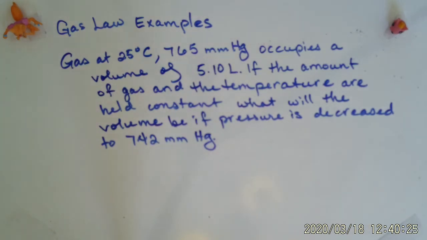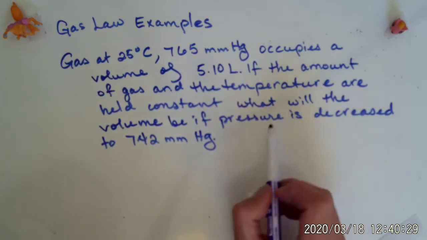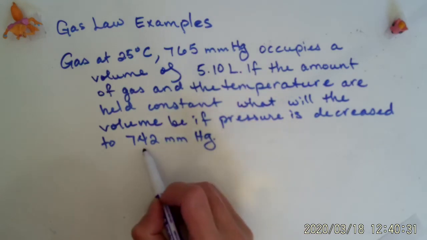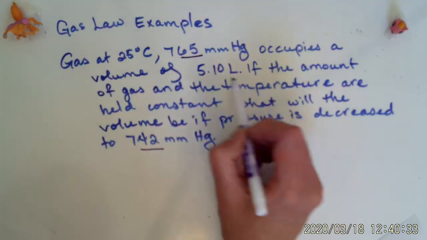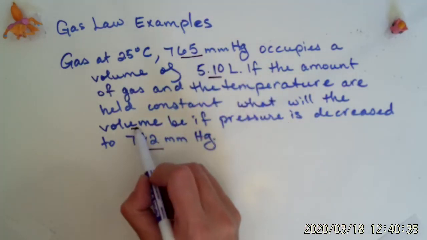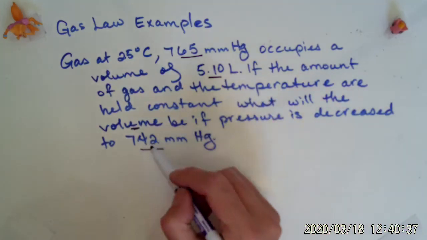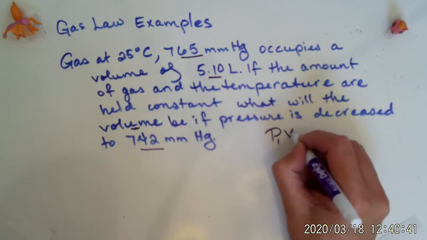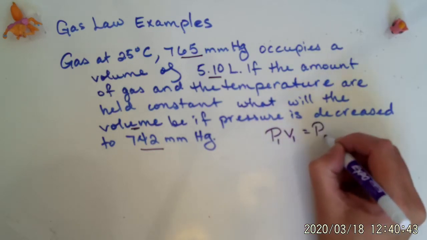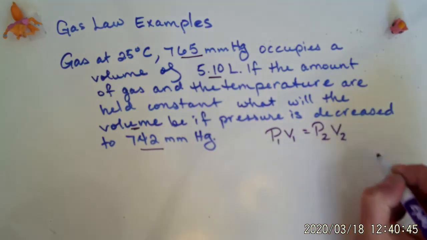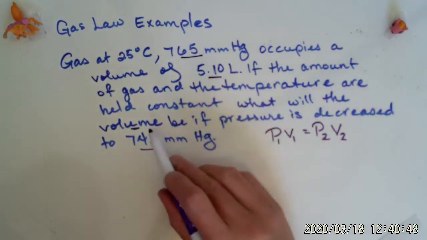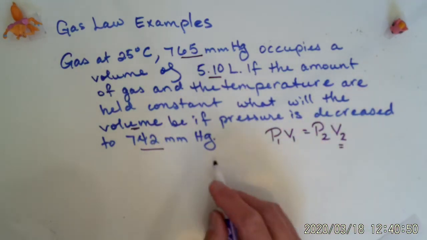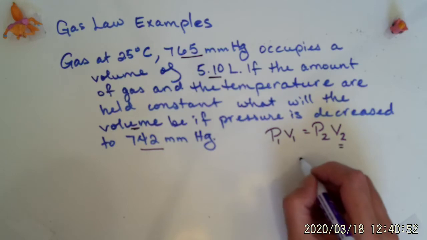Okay, so what is changing here? Temperature is constant, the amount of gas is constant, so the only thing that is changing is my pressure, and my volume is going to change, and we're going to look for this volume. Because of that, we're going to be using P1 V1 is equal to P2 V2, Boyle's law. And we're looking for the new volume.